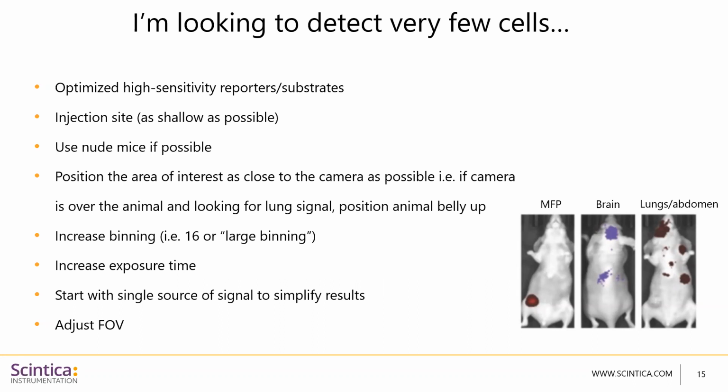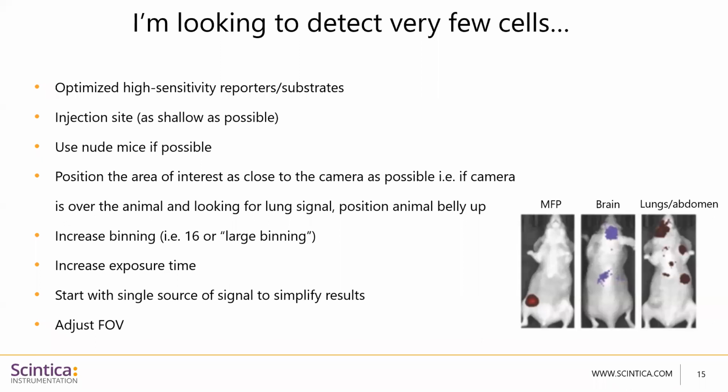For most systems nowadays, the camera is going to be above the animal. So if the camera is above the animal, and you're looking for lung signal, you're going to want to position the animal belly up. Here I'm showing an example on the bottom right. If we're looking at a mammary fat pad tumor, for example, you're going to want to put the animal belly up so that the tumor is surface level.